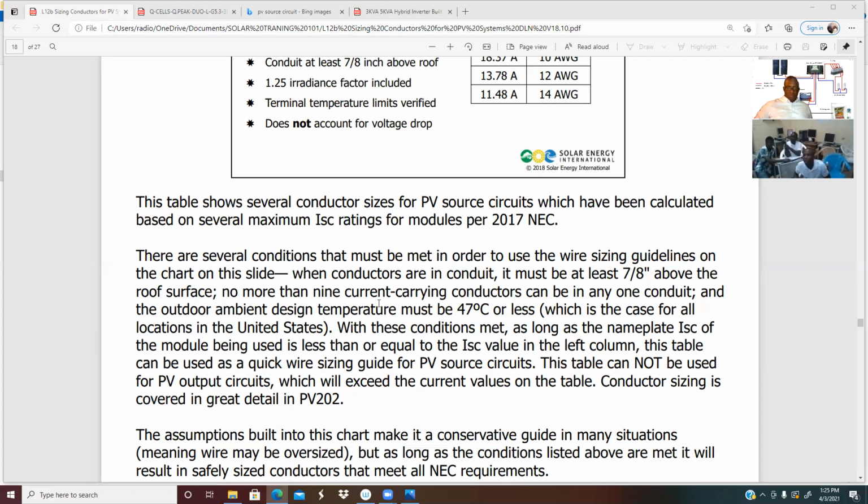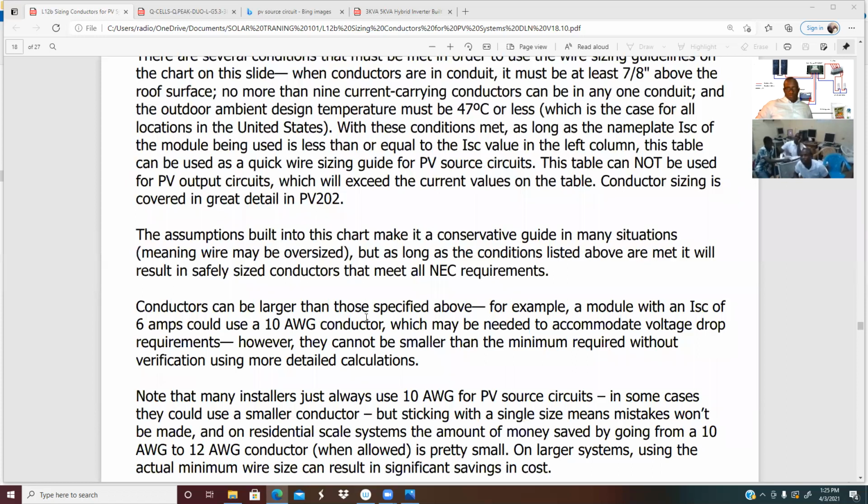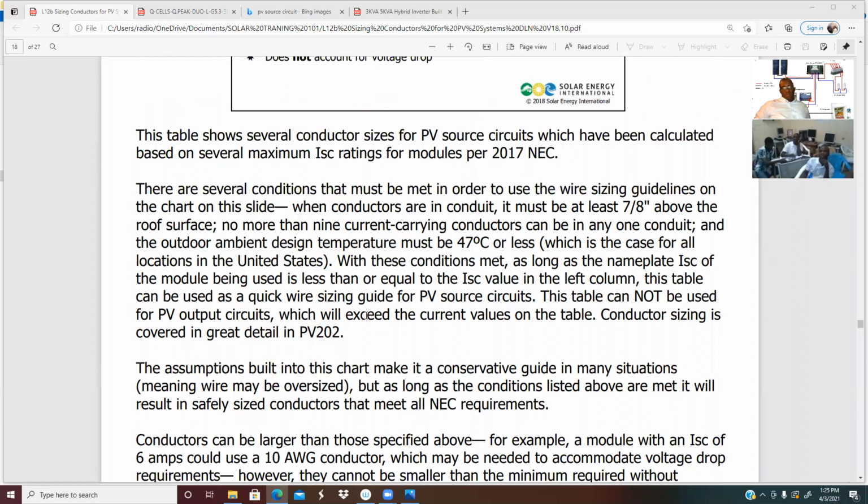So for that reason, it will not be a good job. So in troubleshooting, we try to reduce the wires or whatever is in that conduit to about eight or 9 wires in the conduit. Otherwise, we will cause it to perform below capacity.